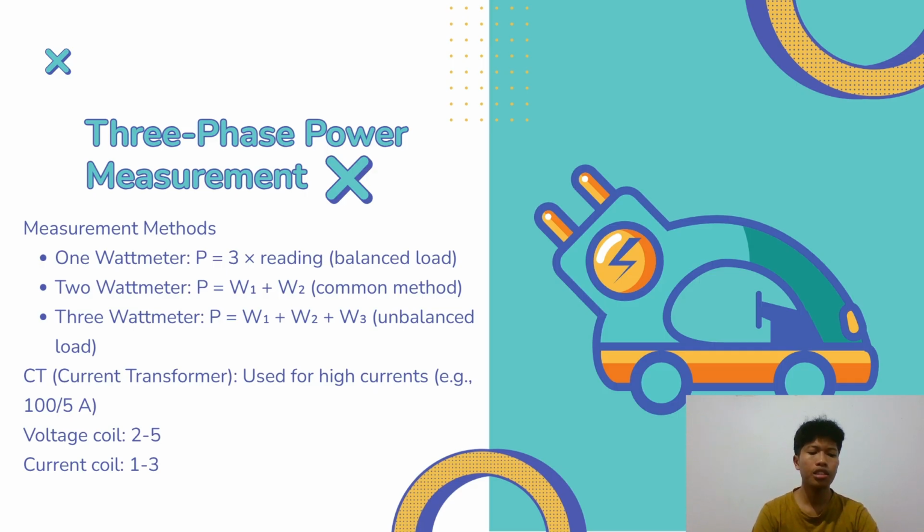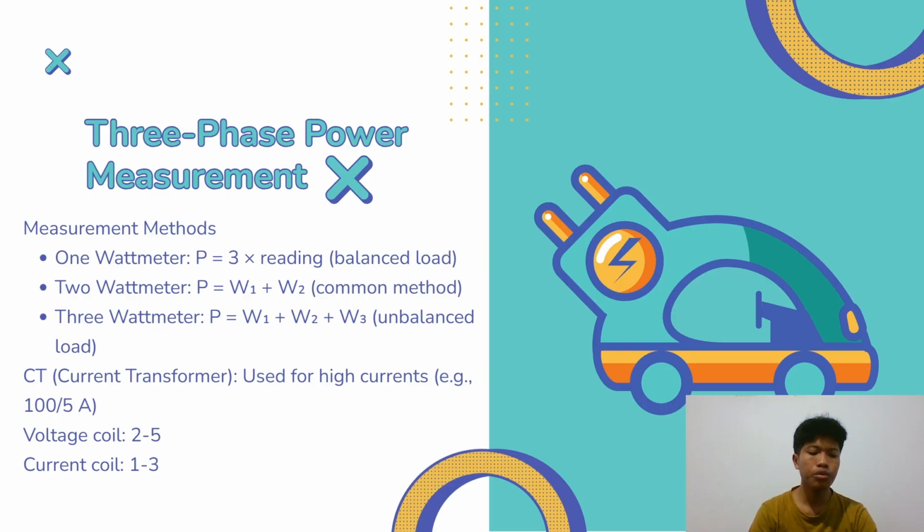And the next is three-phase power measurement. Finally, let's discuss how we measure the three-phase power in practice. There are three main methods. The one wattmeter method works only for balanced loads: the total power equals 3 times the reading. This is the simplest but less accurate method.